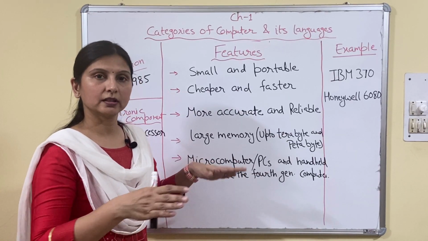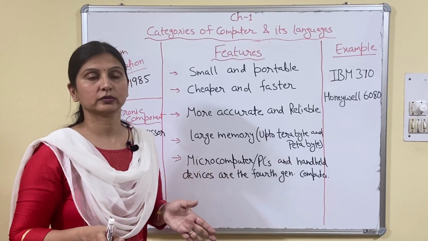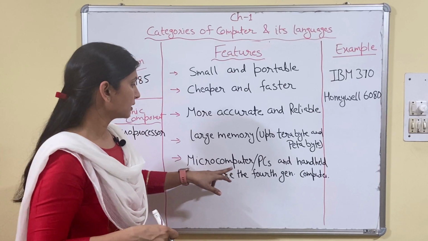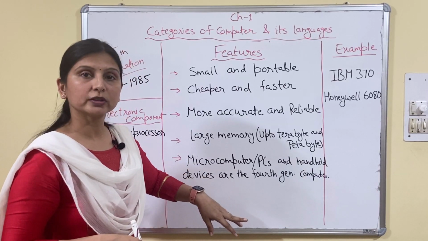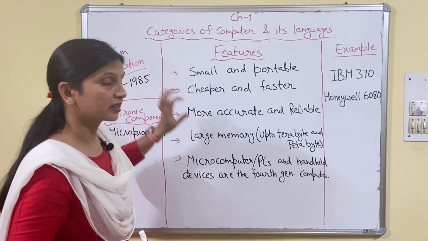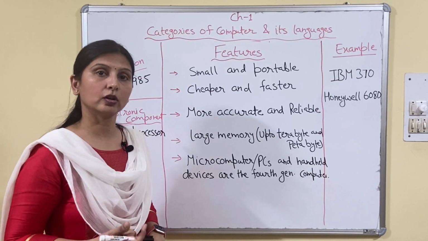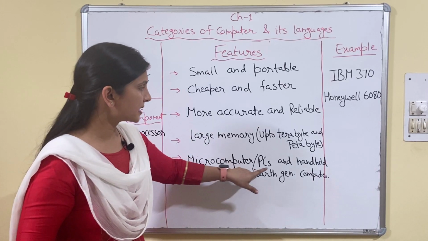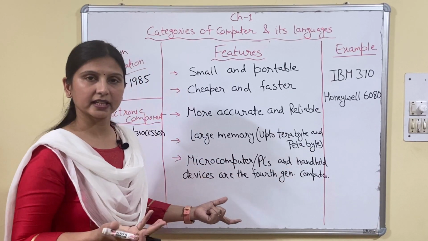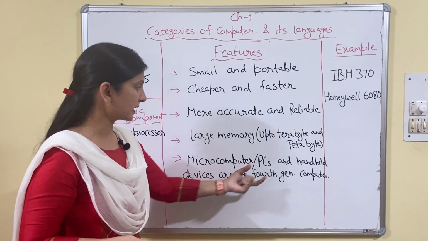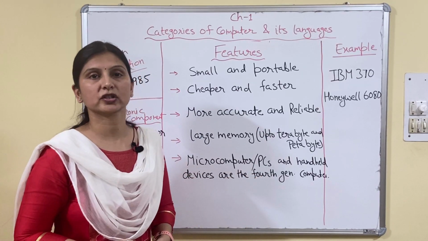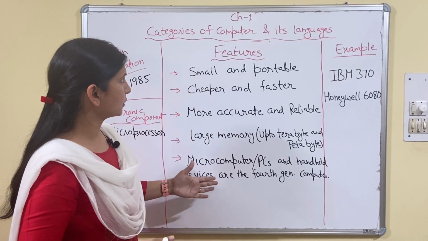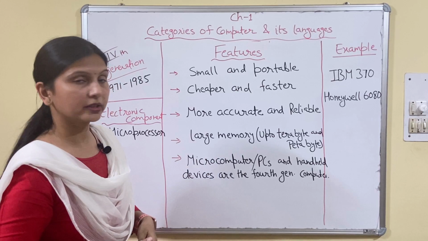So whatever computer you see around you, all these computers are 4th generation computers because they all have a microprocessor. Fine. So microcomputers or PCs and handheld devices which can be carried in your hand. So handheld devices are the invention of the 4th generation. I hope all these features of the 4th generation computer are clear.